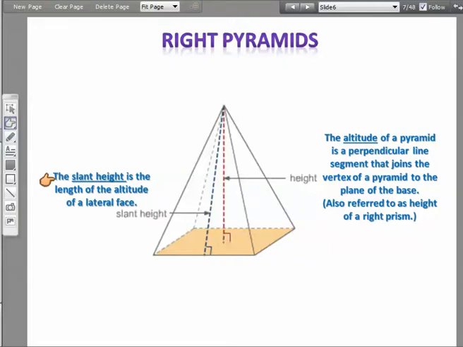Now the slant height, you have to be careful not to get these two confused. The slant height is the length of the altitude of the lateral face. Remember, your lateral face is a triangle. This slant height is the height of the triangle. This height is the height of the pyramid.